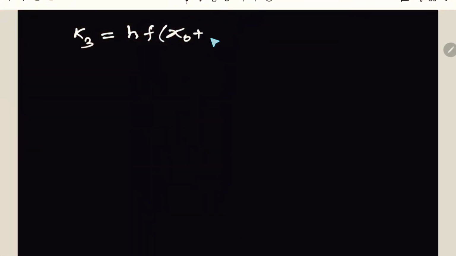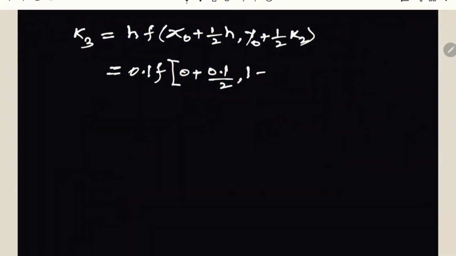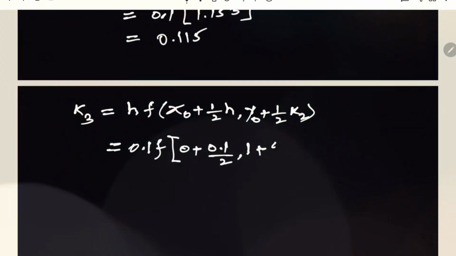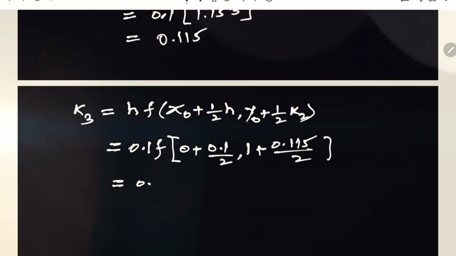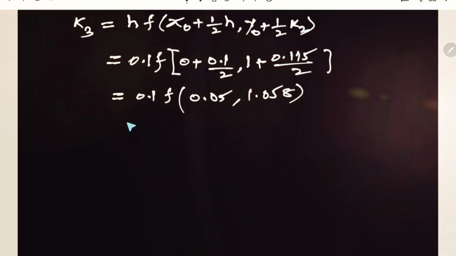Then third, k3 as h f of x0 plus half h and y coordinate as y0 plus half times k2. It is h is 0.1, x0 is 0, half of h means 0.1 by 2, y0 is 1, half of k2, it is 0.115 divided by 2. It is 0.1 as it is, function of 0.05, and that 1 plus 0.115 by 2 is nothing but 1.058.